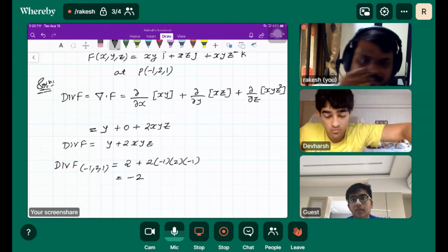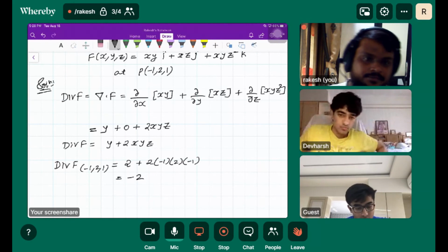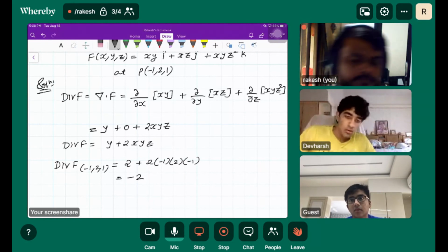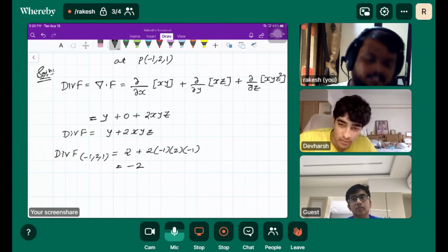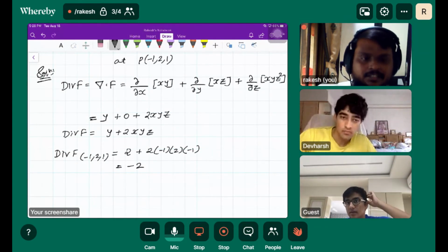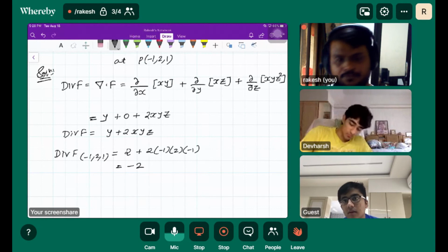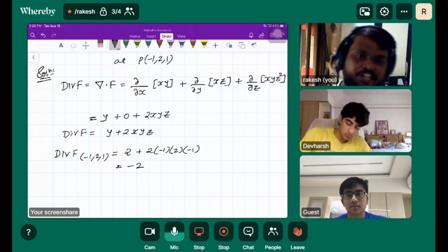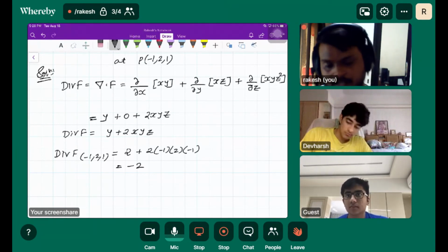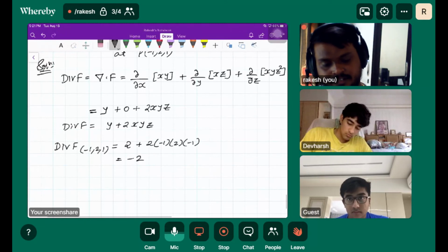What does this imply? It means there is an accumulation of fluid at that point, a gathering of fluid at the point (-1, 2, 1), because the divergence is negative. Let's find the curl now.